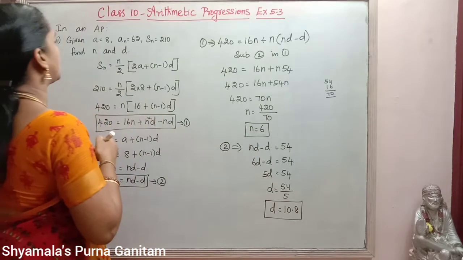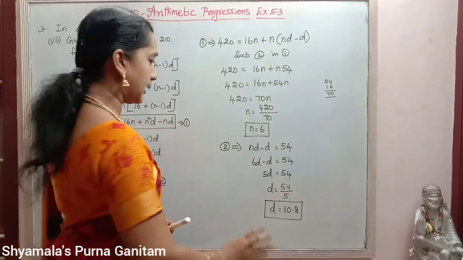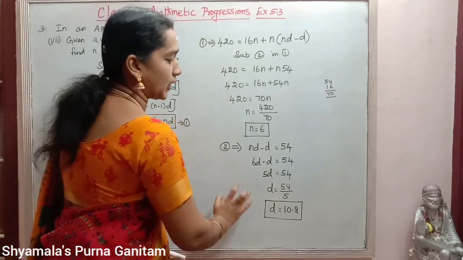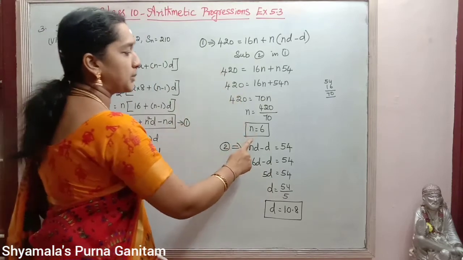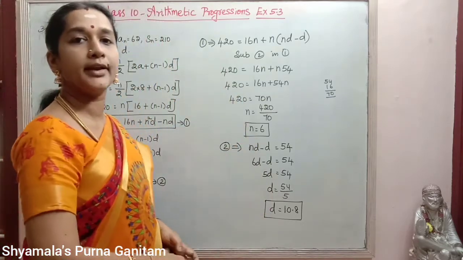So we are asked to find n and d. Many methods are there to find them, but this is one of the methods I am telling you to find the values of n and d. So when we simplify, we get n is equal to 6 and d is equal to 10.8.